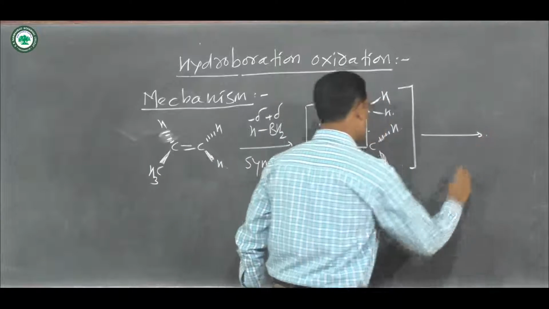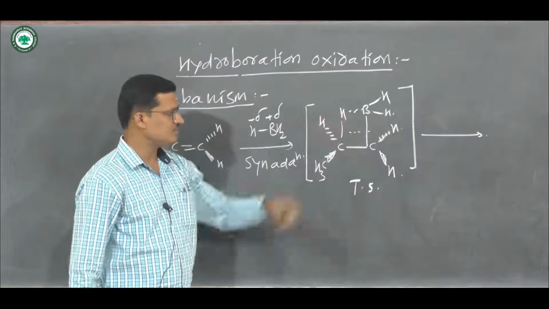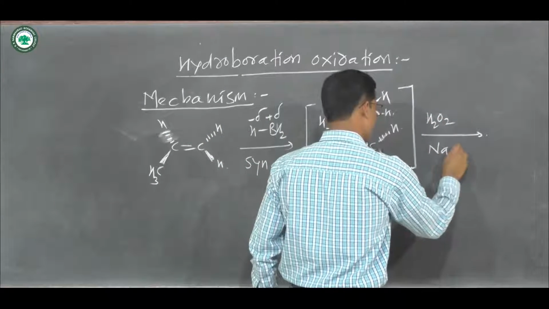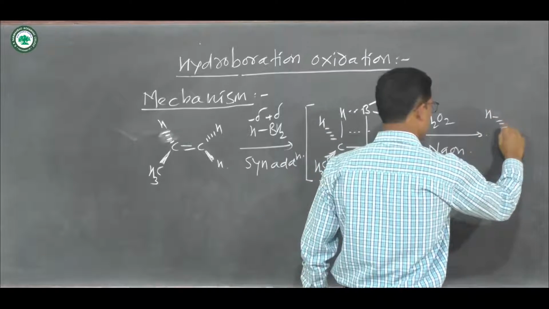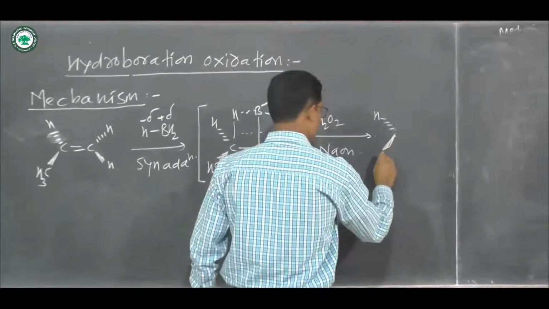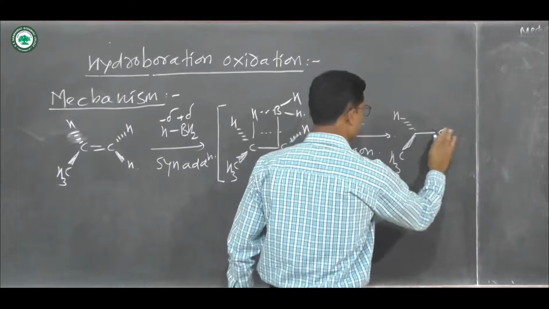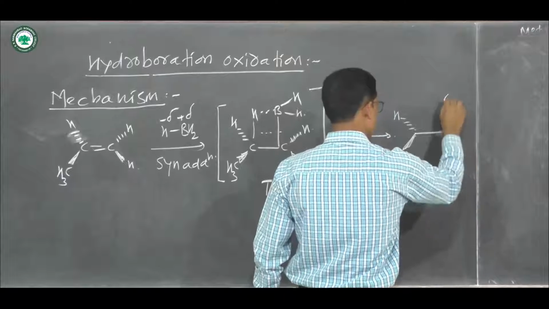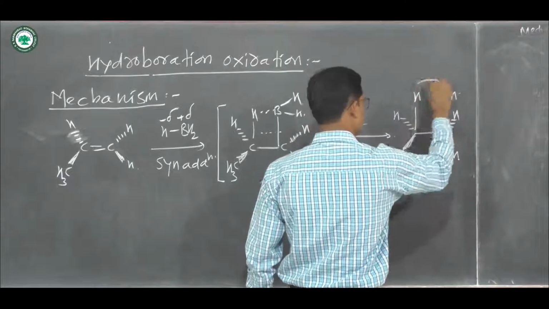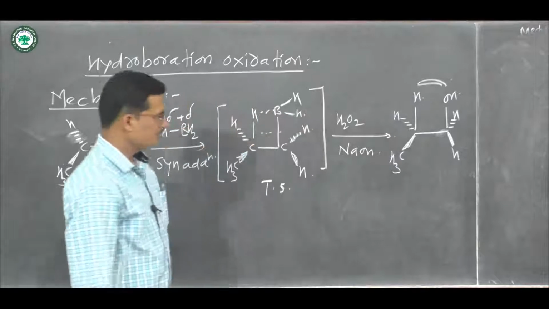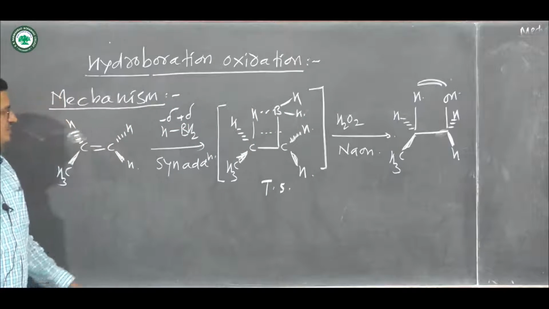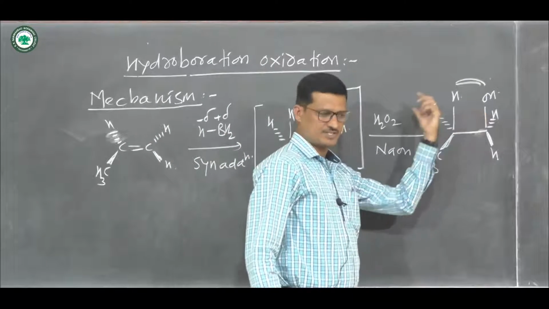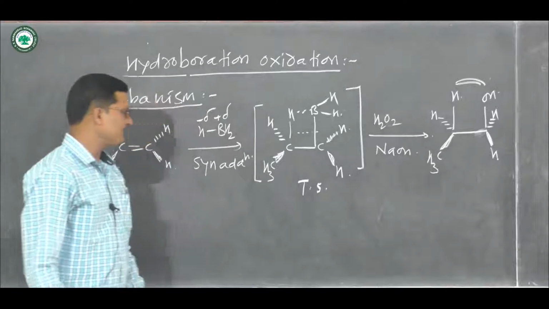Once you do this, the cleavage of the bond between carbon and boron takes place by oxidation, H2O2, NaOH, and then there is a formation of alcohol. We take this one, this is hydrogen, we write here OH and this hydrogen. So we remember this is the syn type of addition, means this hydrogen and this hydroxy group are coming from the same side. So this is a simple mechanism of hydroboration oxidation.